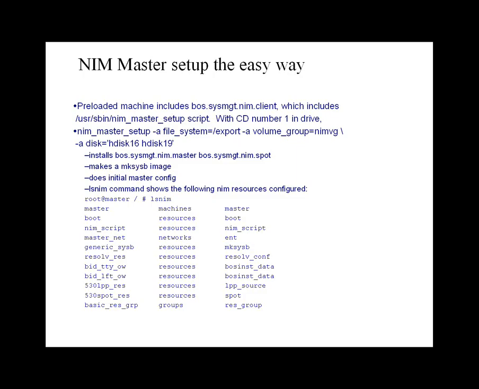I said /export. Make a volume group for me. We'll call it nimvg. Put it on disks hdisk16 and hdisk19, for example. And in one command, it would install the NIM master, NIM spot filesets, create the mksysb image, create the lpp_source and spot, does the initial master config, everything.